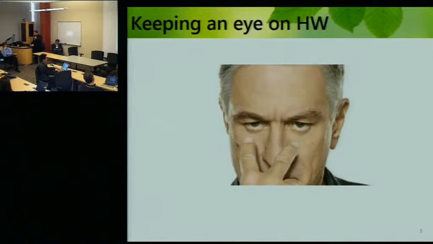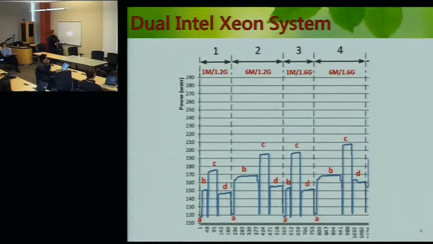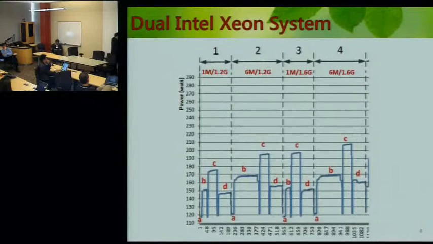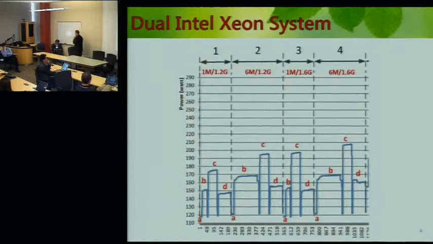This is a picture of a dual Intel Xeon system, nothing too special about it. Forgive all the detail, it'll make sense to you in a second. This is categorical data. On the y-axis here you have power, and then you have a series of different scenarios for the system, and then a series of benchmarks, A, B, C, and D. A is idle. B is a memory-intensive benchmark. C is a CPU burn benchmark, which means it's CPU-intensive. And D is an I/O benchmark.